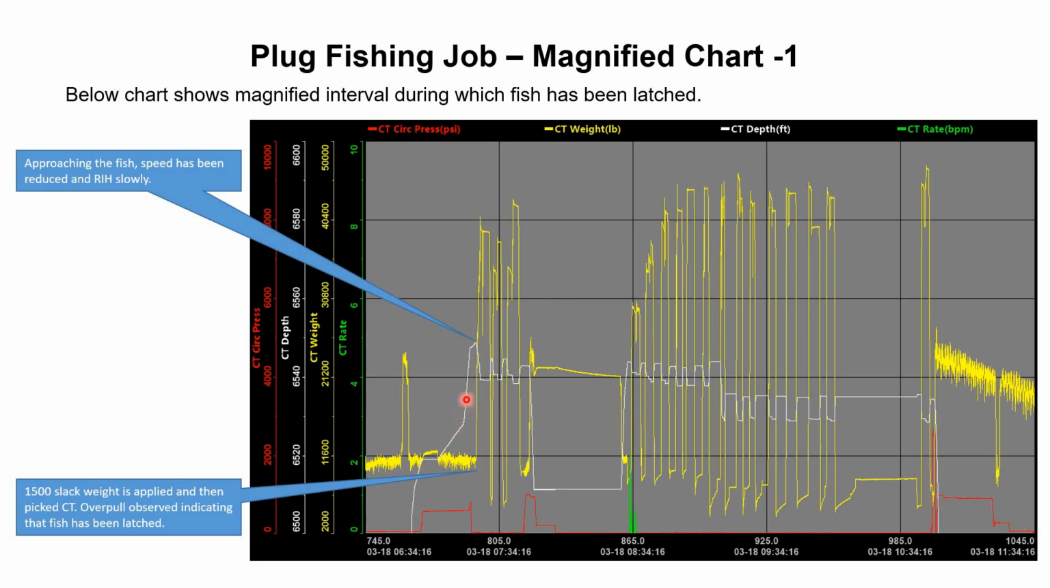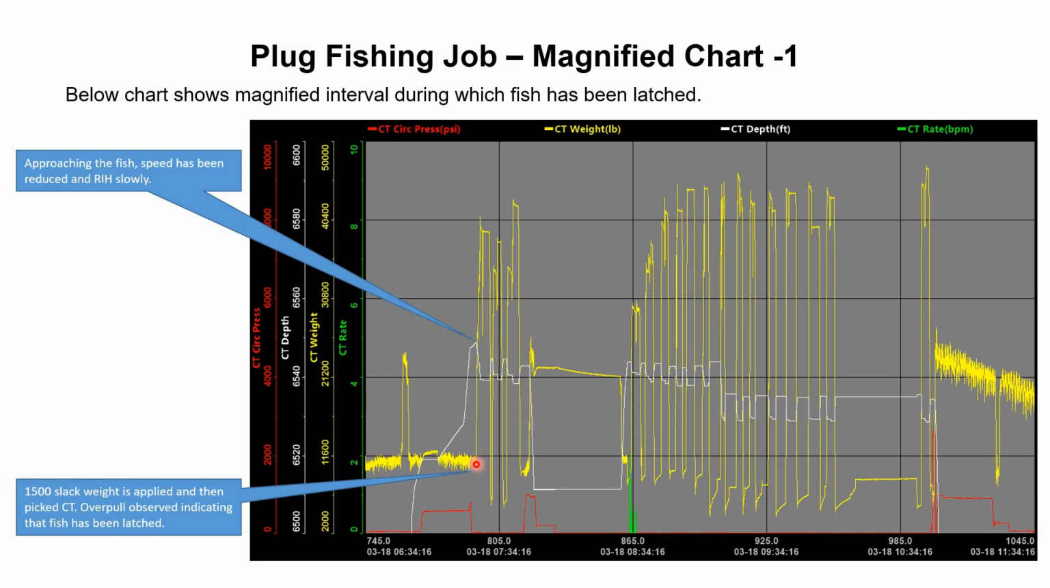Here the speed is much higher as compared to this particular interval. Here we can see that the slope has decreased, or simply the speed has decreased, because here depth is increasing too fast, we are going with higher speed, but once we are near the fish we have reduced the speed. That point is mentioned here: approaching the fish, speed has been reduced and run in hole slowly. Once we are about at the fish we have provided a gradual slack, a small slack of weight, which is indicated by the drop in weight.